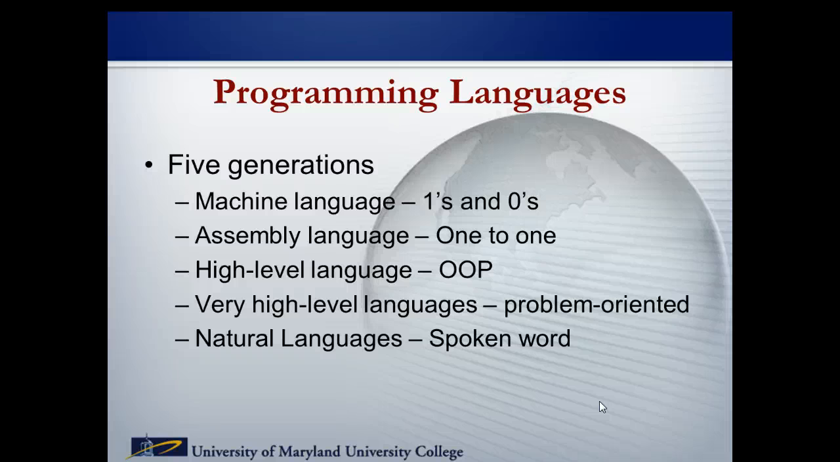And then you have your higher level language, such as C or C++ or Java, and C++ and Java, of course, are both object-oriented programming, where C is not. And again, you guys will get more into that later on when you get into your higher level language. And then the very high level languages are problem-oriented. Like, for instance, SQL is a very high level language which focuses precisely on database manipulation or database creation. And then, of course, natural languages is the spoken word.